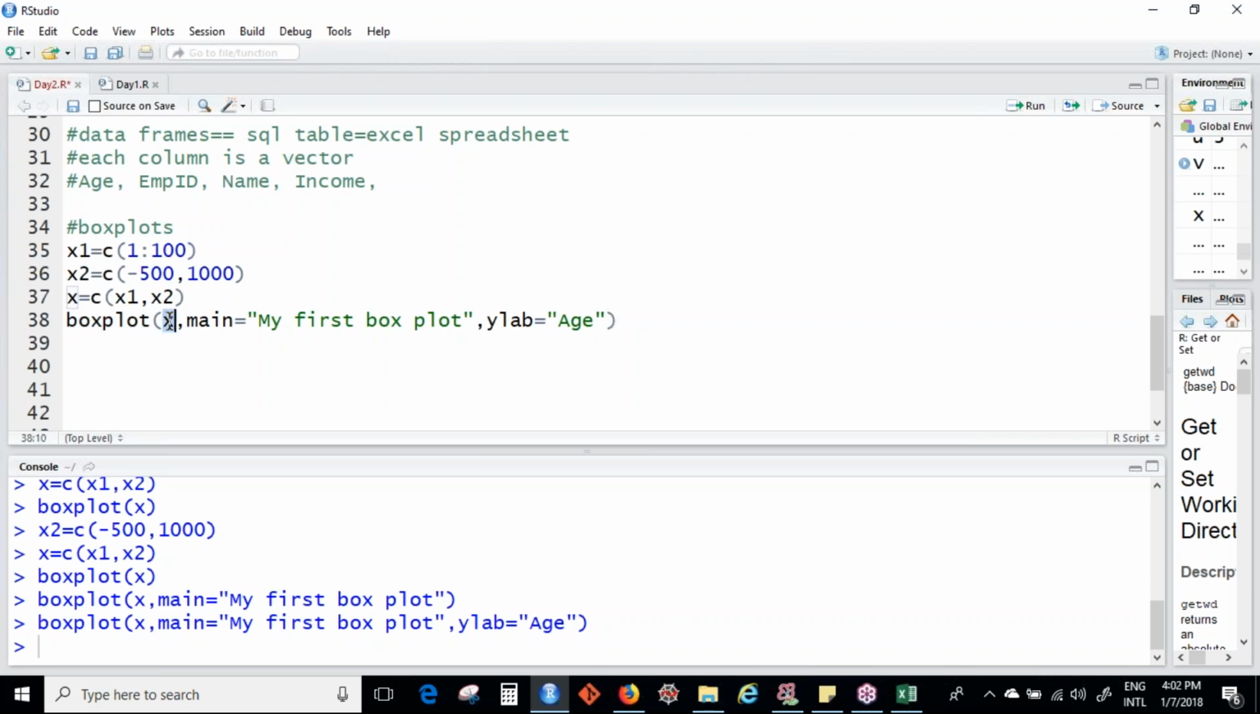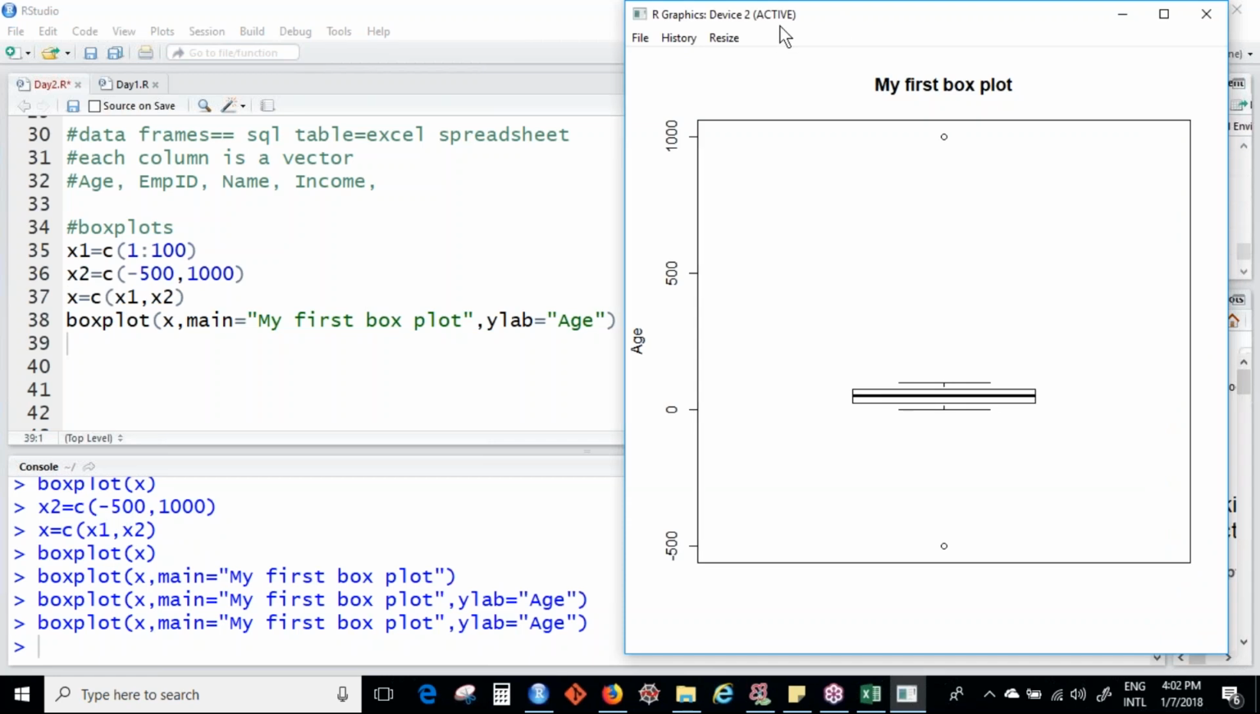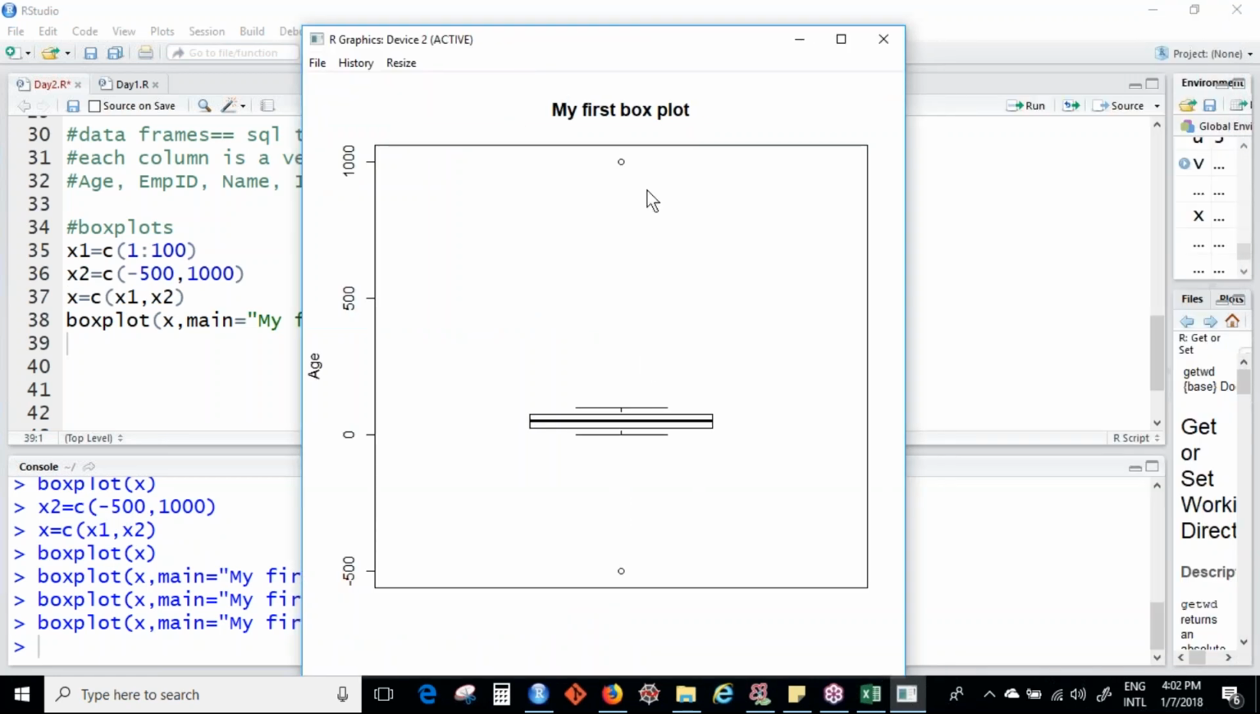Which vector are you trying to plot? Which variable are you trying to plot? You just give that variable. And this is just a heading, I'm just giving a heading here, so this is not mandatory. When I run this, control enter, it gives me this. So this is telling me that there are two outliers in your data. One is this point, which is 1000. One is this point, which is minus 500. So this helps us identify outliers.